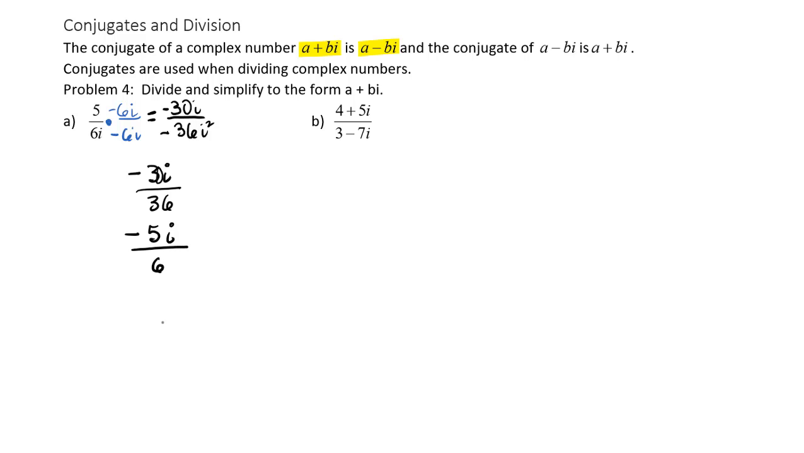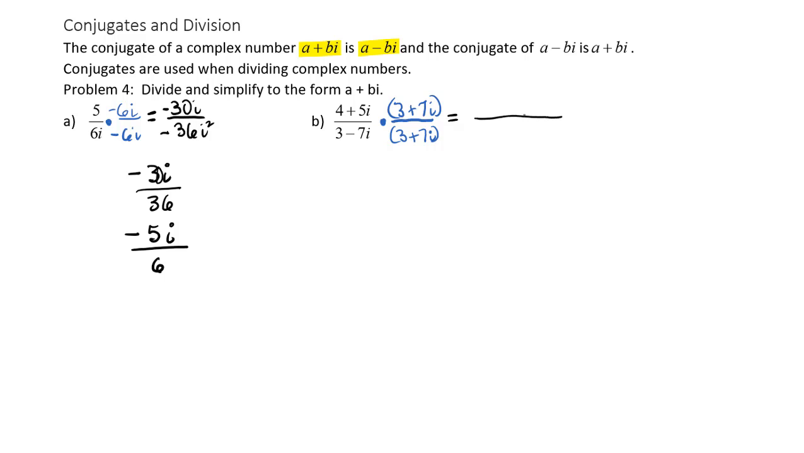In this next example, we have something that's much more similar to the actual complex conjugates. So let's give this one a try. In the denominator, we have 3 minus 7i. So I'm going to multiply that by a conjugate, 3 plus 7i. Whatever I multiply in the denominator, I need to also multiply in the numerator.